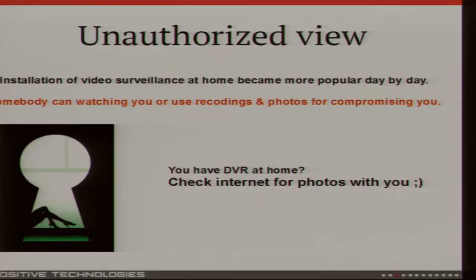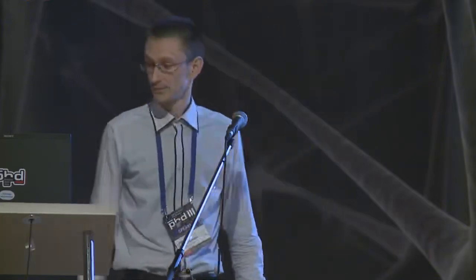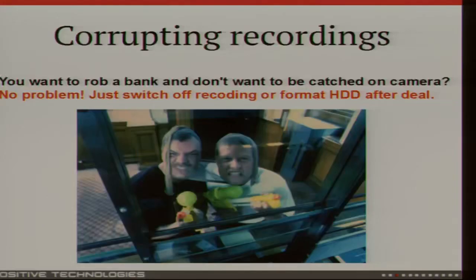So the first thing we can get is an unauthorized view. You can connect to the device and watch what really happens. Because DVRs are installed at houses, if you have a DVR in your house, don't connect it to the internet, or if you do, connect it through VPN or other protected channels, because you will find your recordings on the internet. Definitely. The same way we can destroy the recordings.